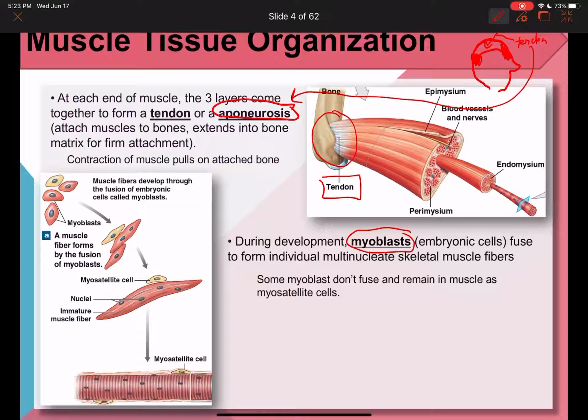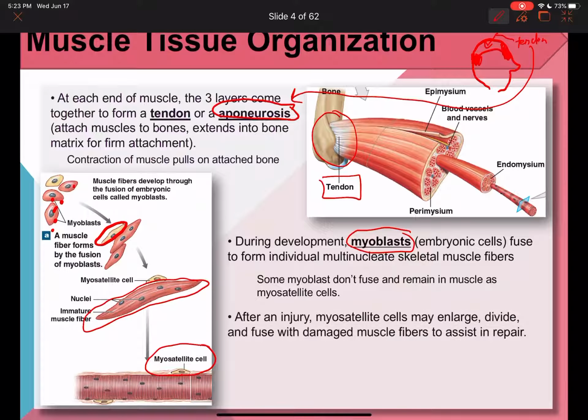But some of these myoblasts may not fuse, and they can remain on the muscle fiber as myosatellite cells, just like this. So these are myoblasts, for example. They can fuse together to form your one cylindrical muscle fiber, but some of them remain as stem cells and don't differentiate, and they just become attached to the muscle fiber like that to give you these myosatellite cells.